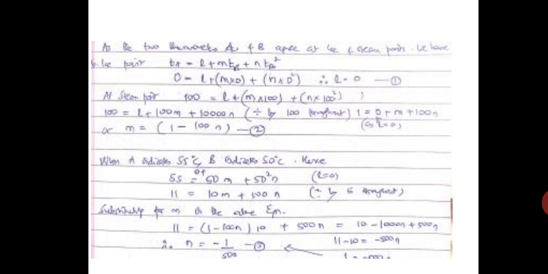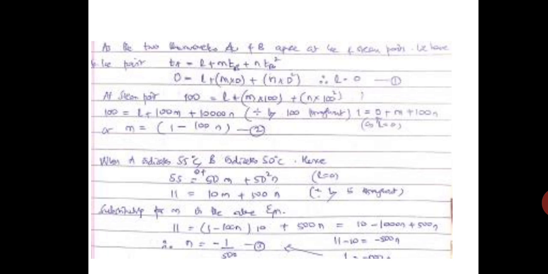Now it is given that when A indicates 55 degrees centigrade, B indicates 50 degrees centigrade. Hence 55 = L, that is 0, + 50m + 50 square into n. That is the same relationship, TA = L + mTB + nTB². Now I will divide this again by 5. 5 is common, so 55 divided by 5 is 11 = 10m + 500n, because 50 square is 2500 divided by 5 is 500n.